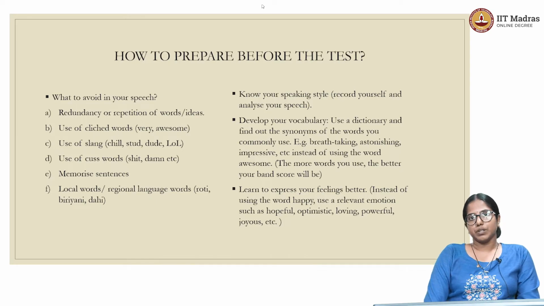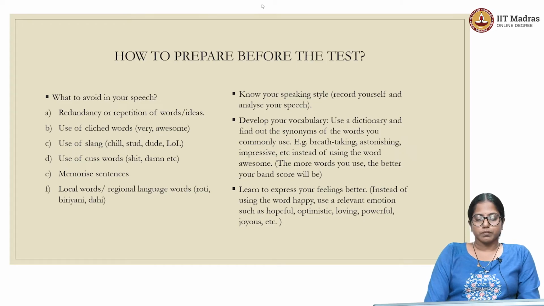And the final thing that you need to avoid is the use of regional language words or local words. For example, instead of saying, let's say, the sentence I love roti and dahi, try saying I love wheat bread and curd, because the other person might not know what roti or dahi is.